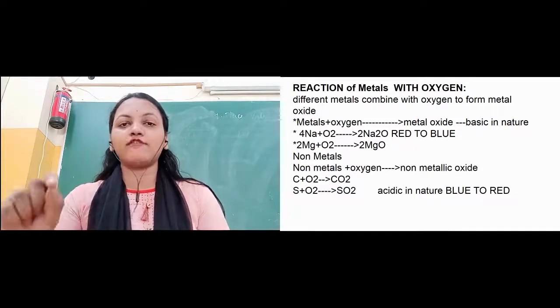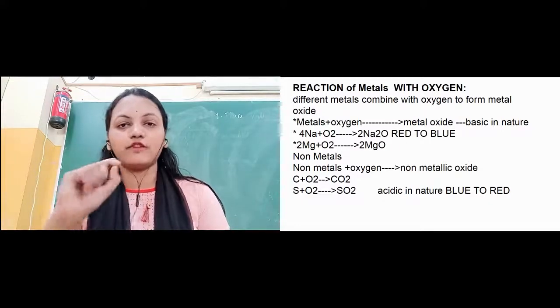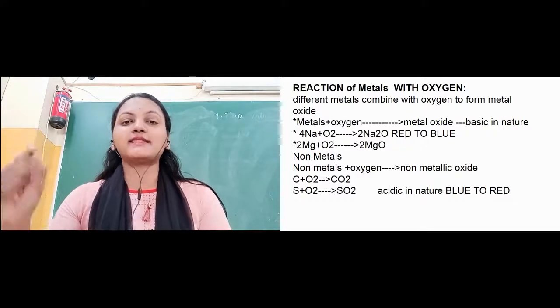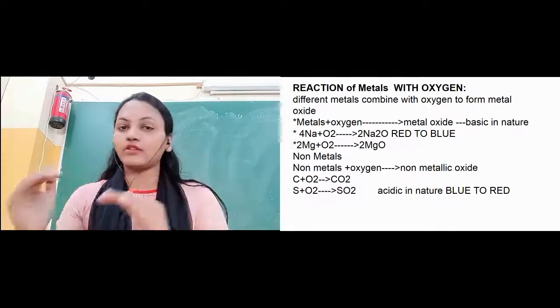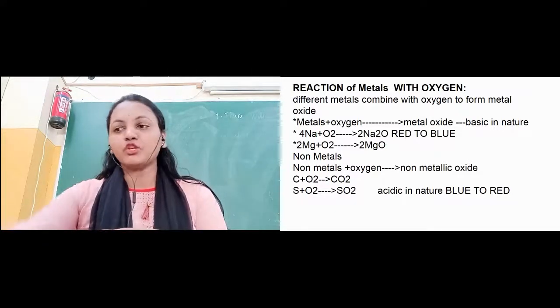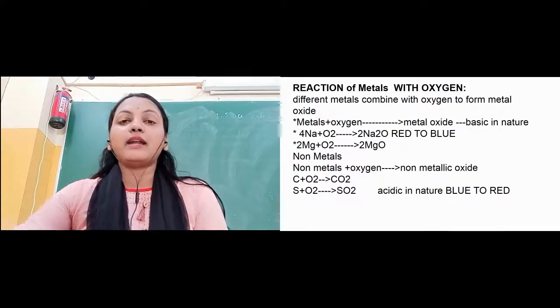Next example is sulfur plus oxygen, that is S is the symbol of sulfur, plus O2 is oxygen, gives you SO2, that is sulfur dioxide. ठीक है, so when metals react with oxygen they give you metal oxides. ठीक है, so let us move to our other slide which is metal oxide.